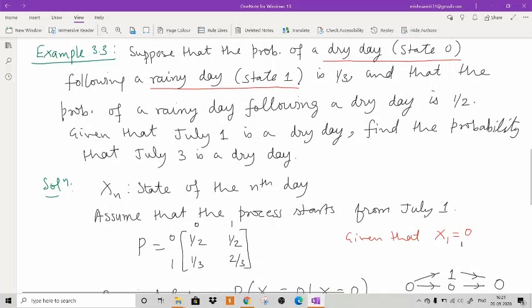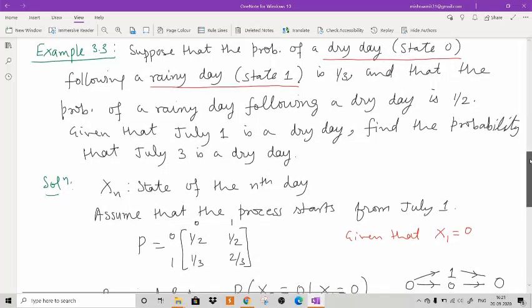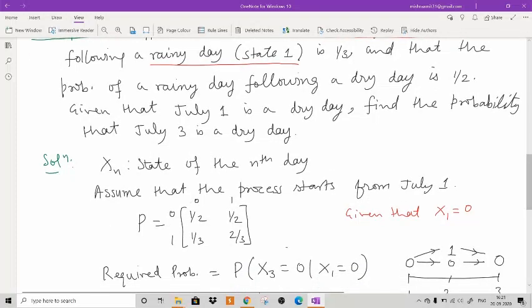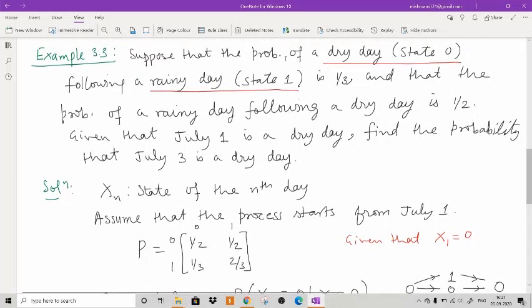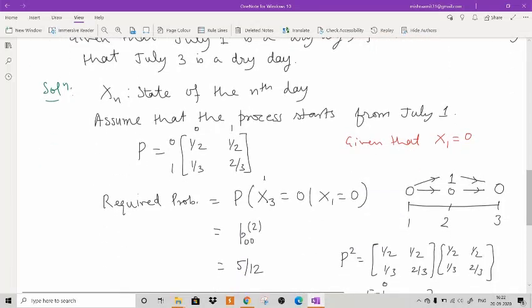That means X1 will be 0 and the probability matrix will be this. So be careful here. What is written? Probability of a dry day following a rainy day. That means going from state 1 to 0 is 1 by 3. So 1 to 0 is 1 by 3. So 1 to 1 will be 2 by 3. Similarly, the probability of a rainy day following a dry day will be half. So this is your one step transition probability matrix.